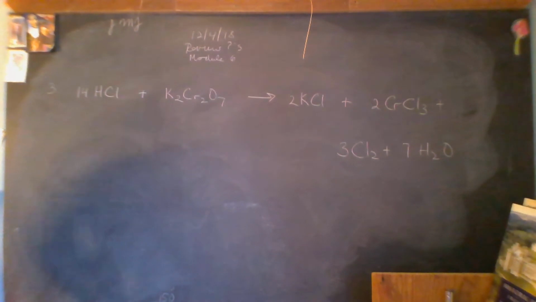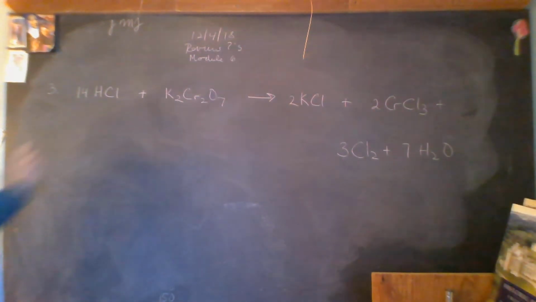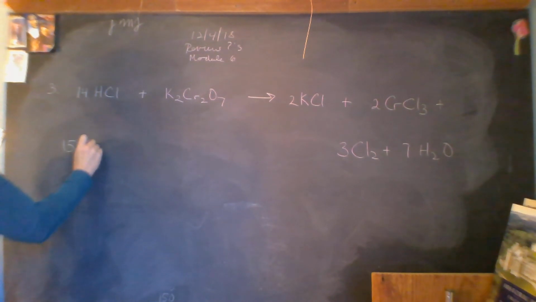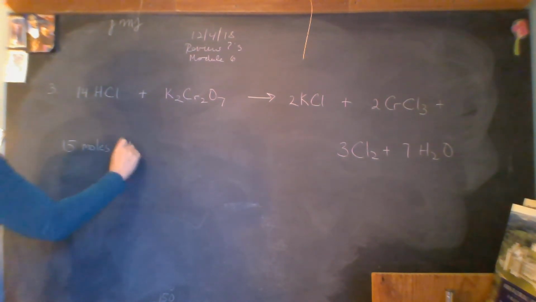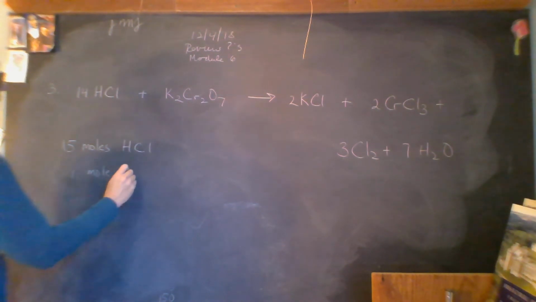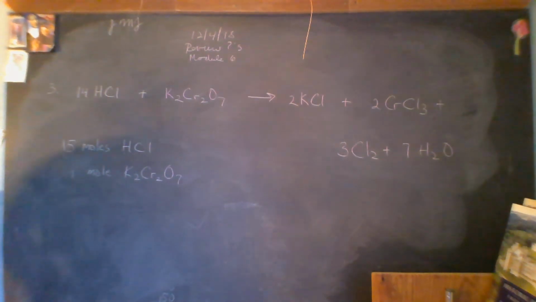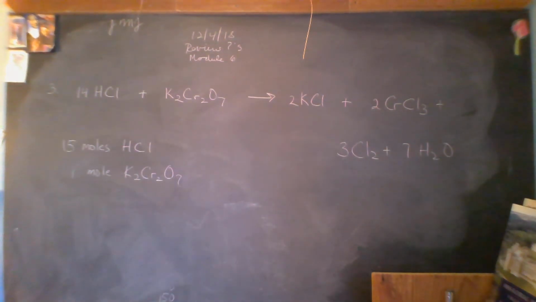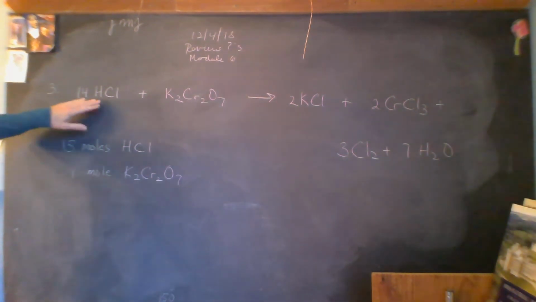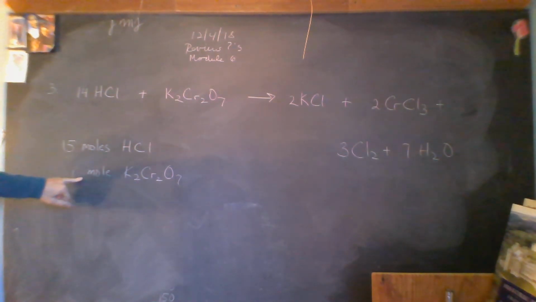Okay? What's the question? If the chemist adds 15 moles of HCl to 1 mole of K2Cr2O7, what is the limiting reactant? Okay. So what's going to run out first? Yeah. How many moles of hydrogen chloride react with this substance?